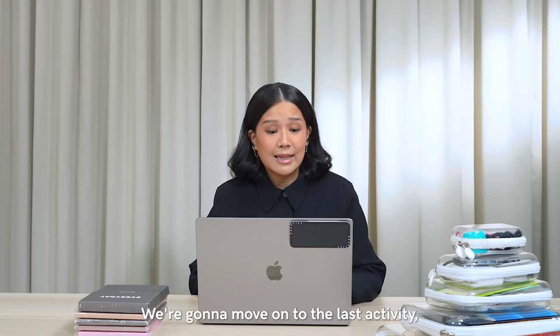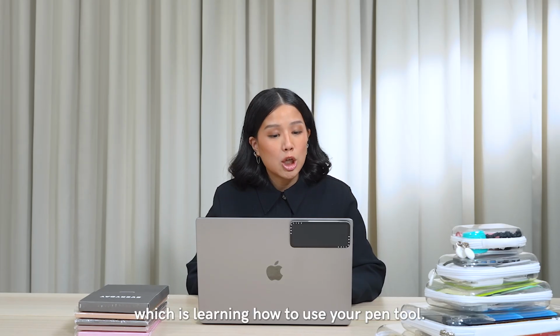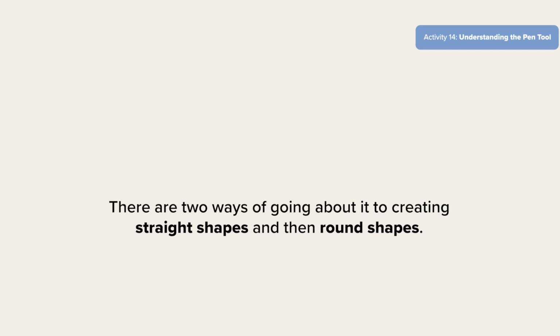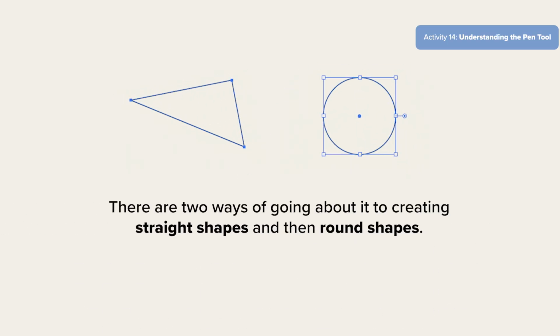We're going to move on to the last activity, which is learning how to use your pen tool. The pen tool is a little bit more complex, but you're able to manipulate it to the particular shape that you want to create. There are two ways of going about it: creating straight shapes and then round shapes.